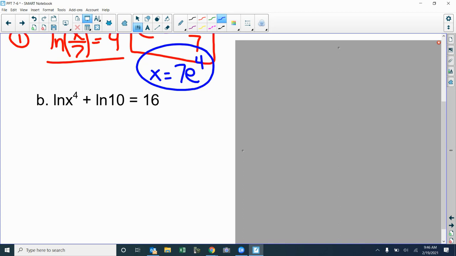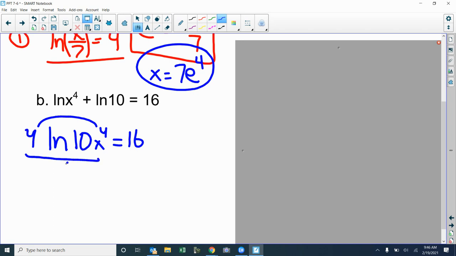Plus sign, so how do we combine those? Multiply. ln of 10x to the 4th equals 16. Now I could write it in exponential, but it would save me a little time if I bring this 4 out front and then divide by it. So I'm down to ln of 10x, 16 divided by 4 is 4.